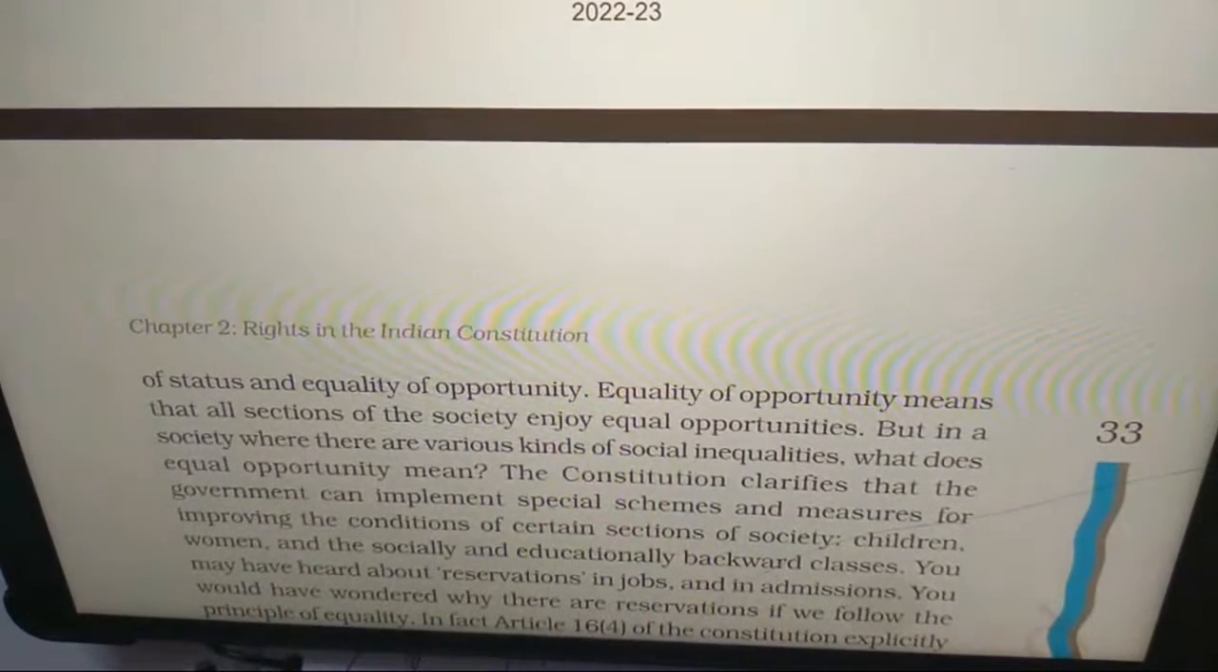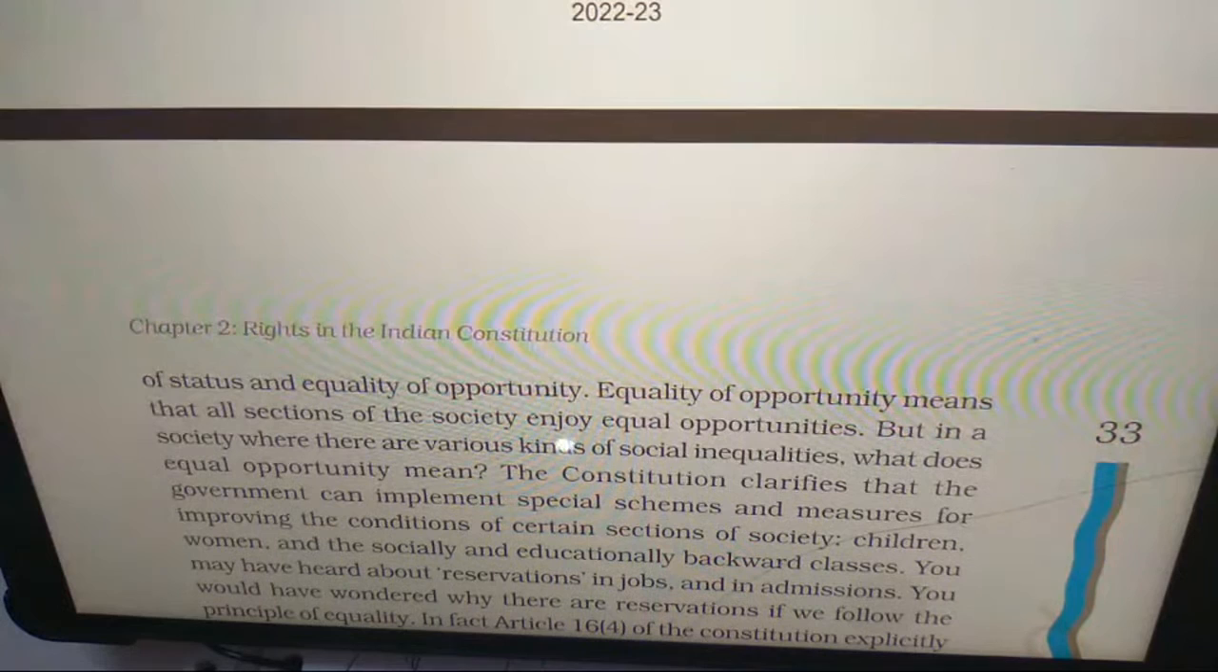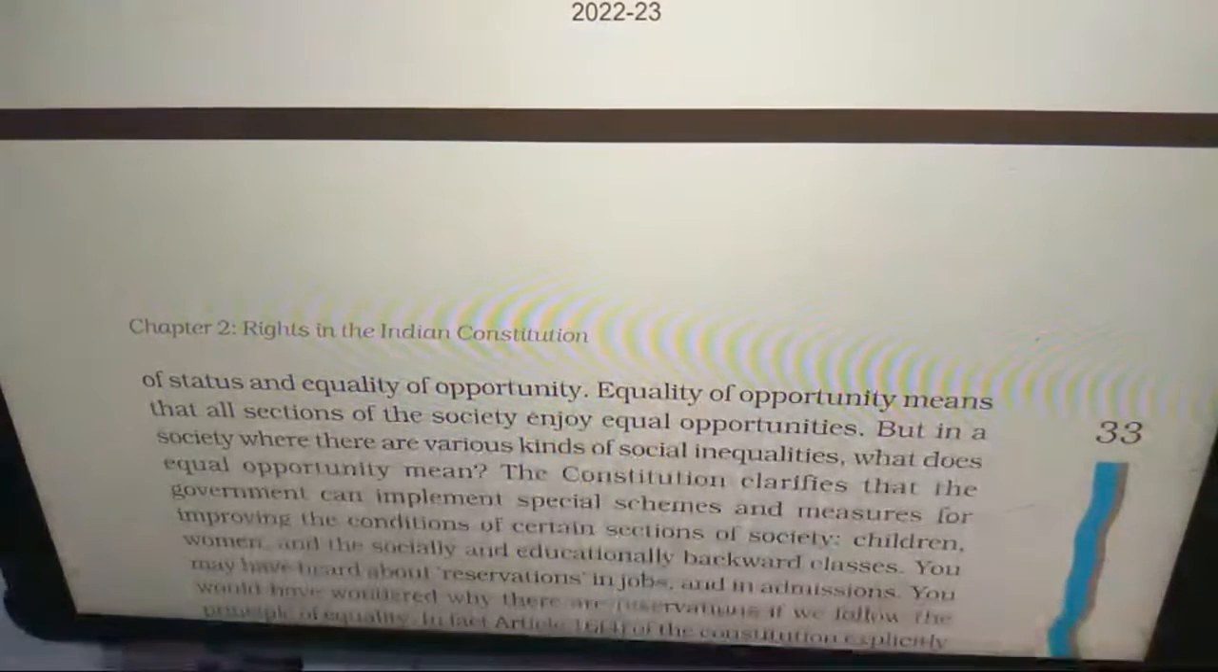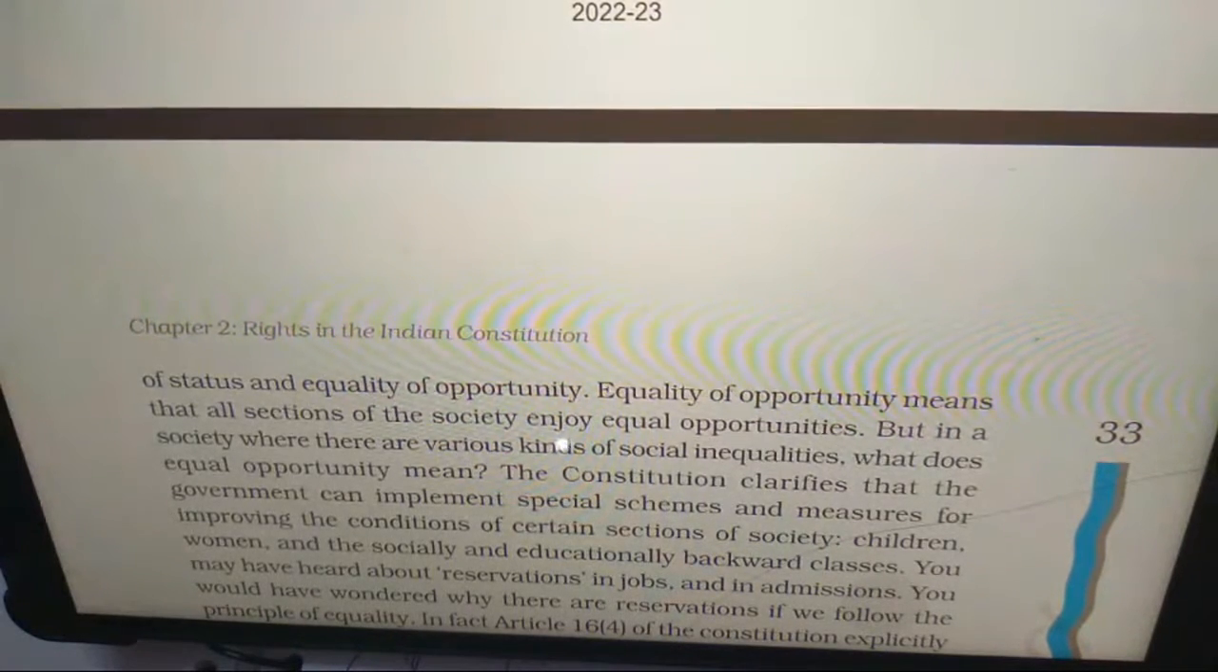Equality of opportunity means that all sections of the society enjoy equal opportunities, but in a society where there are various kinds of social inequalities, what does equal opportunity mean? The Constitution clarifies that the government can implement special schemes and measures for improving the conditions of certain sections of society, children, women, and the socially and educationally backward classes. You may have heard about reservation in jobs and in admissions. You would have wondered why there are reservations if we follow the principle of equality.